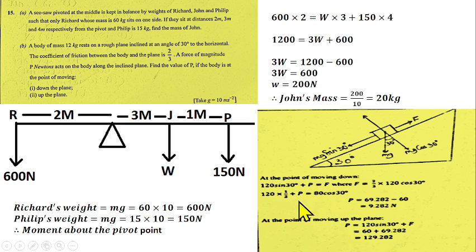So this will give us 60 plus P. If you simplify this one, it should give us 69.282. Then P is equal to 69.282 minus 60, which should give us 9.282 Newton as the value of the force P.